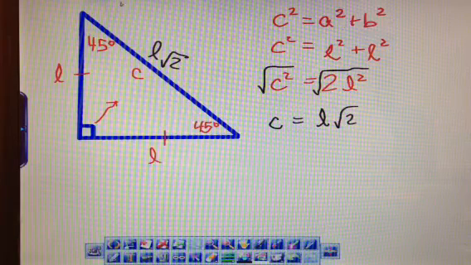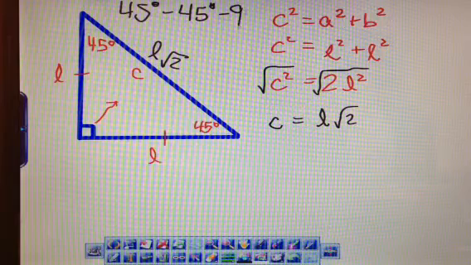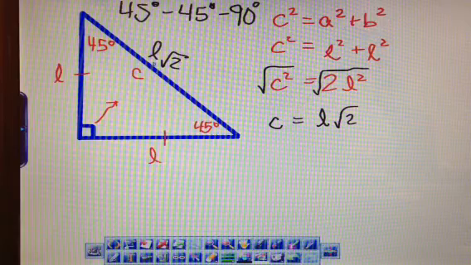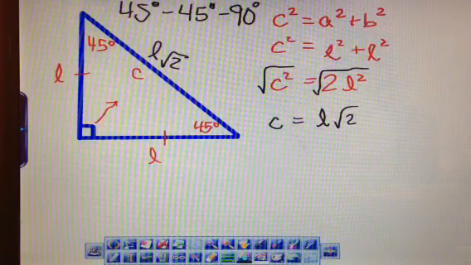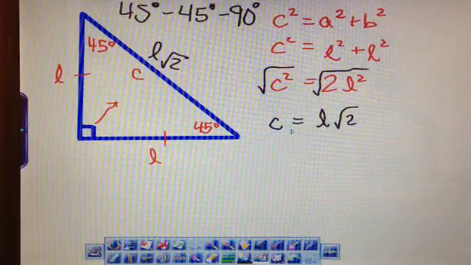That works every time you have a 45, 45, 90 triangle. Whatever your leg length is, those legs will be the same, and your hypotenuse is the leg length times the square root of 2. Memorize this 45, 45, 90 triangle.